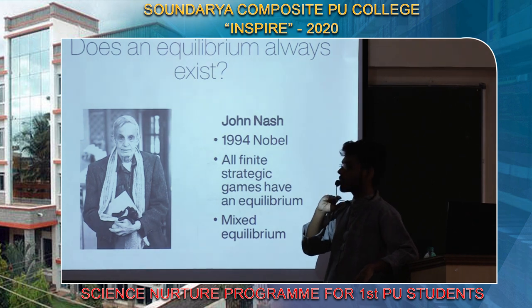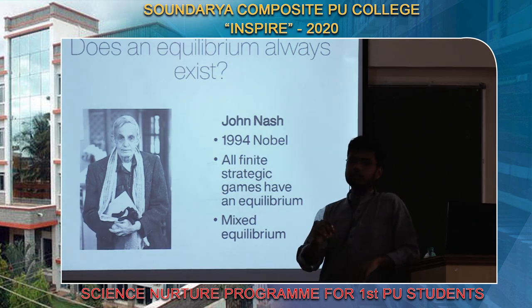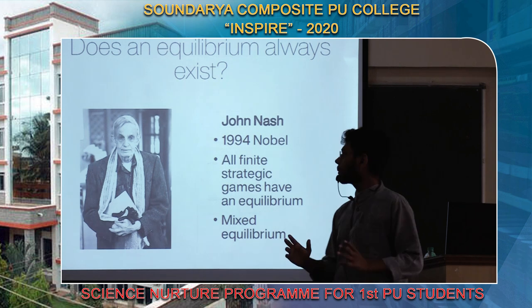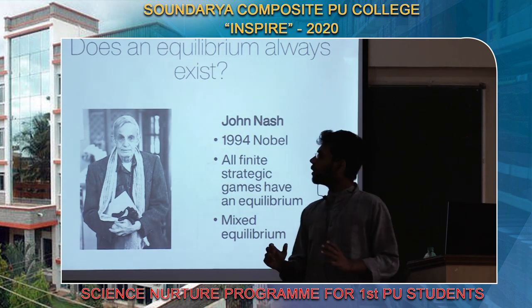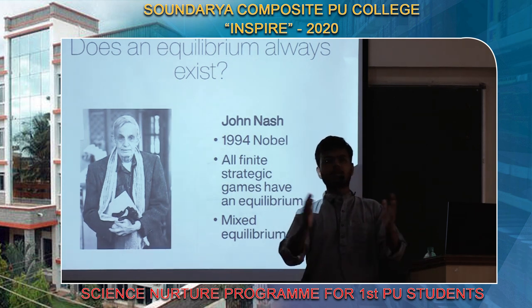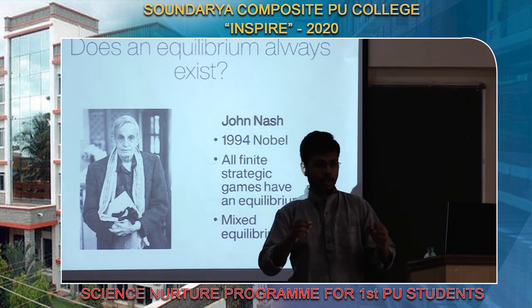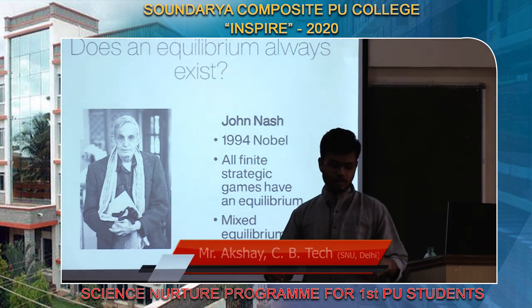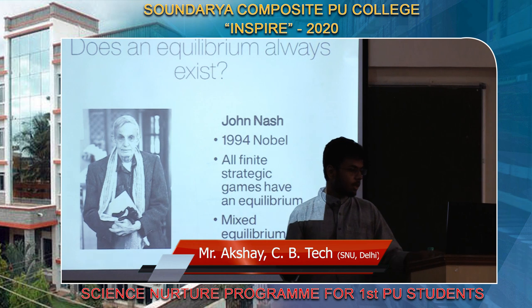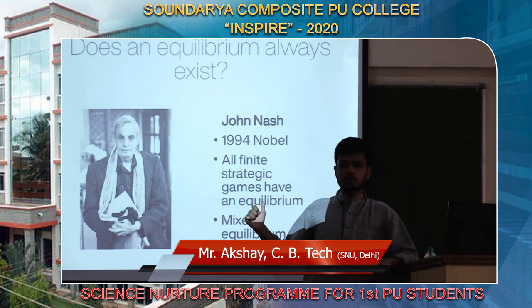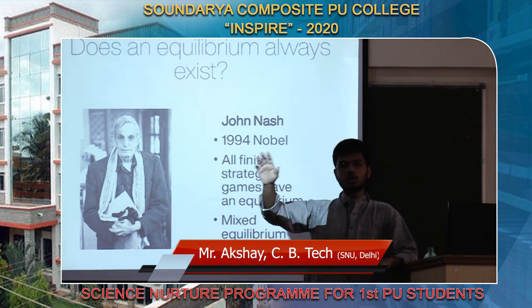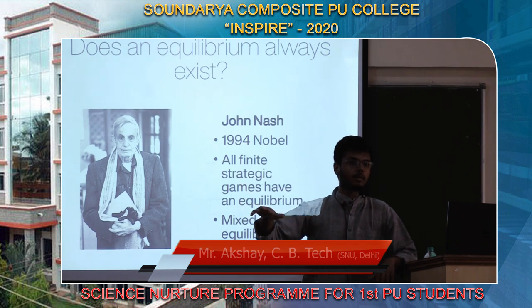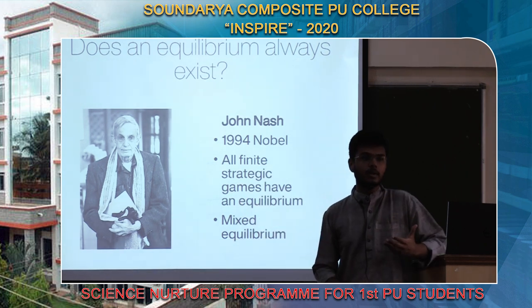All the finite games have an equilibrium. So what is a finite game? A finite game is where the number of players is finite, the number of actions that they have is also finite, and the number of outcomes is finite. But the equilibrium that he talks about is even more nuanced. It's a more general kind of equilibrium, like a mixed equilibrium.